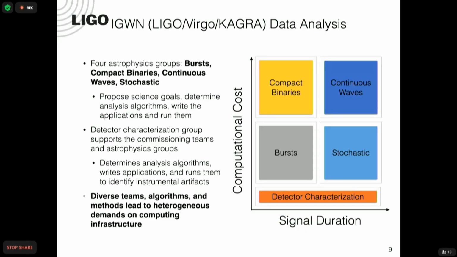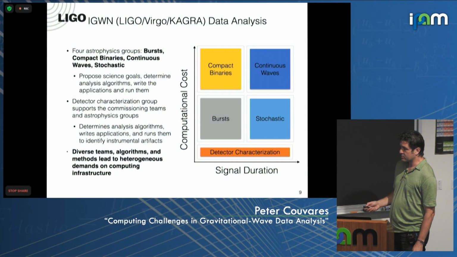Why is this important? This is worth reprising, even though you've heard it, which is there are four astrophysics groups in LIGO and Virgo. There's the burst group, which looks for unmodeled sources. The CBC group, the compact binary coalescence group, which looks for modeled signals. There's the continuous wave group. And then there's the stochastic group looking for the stochastic gravitational wave background. Each group proposes its own science goals, determines its own algorithms, and writes the applications and runs them.